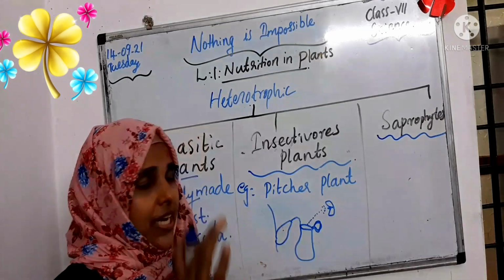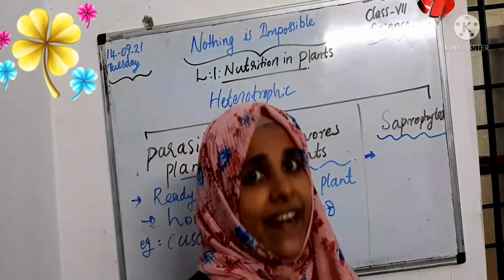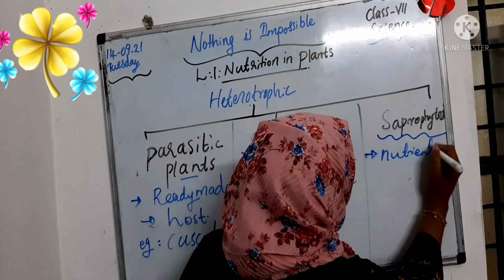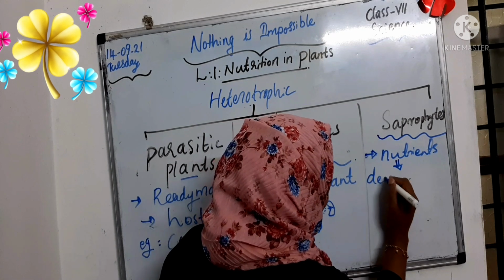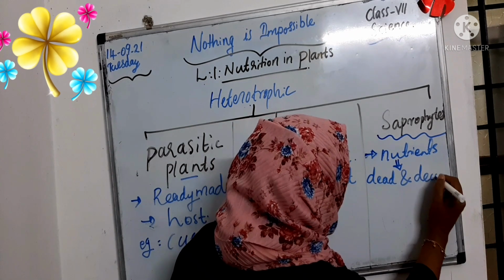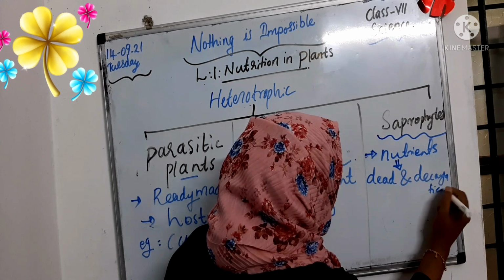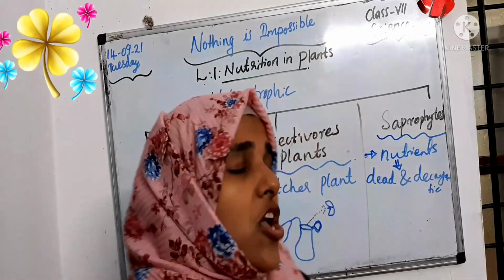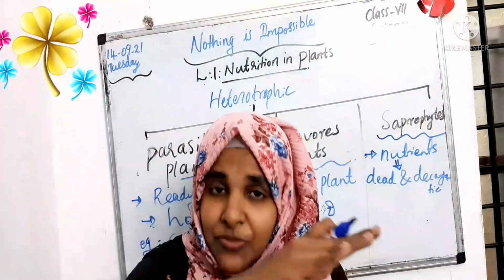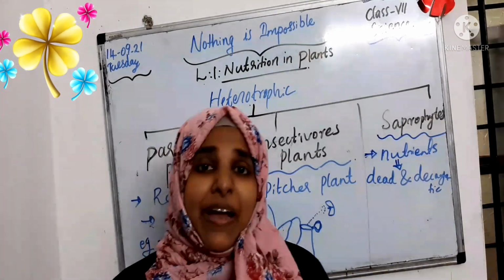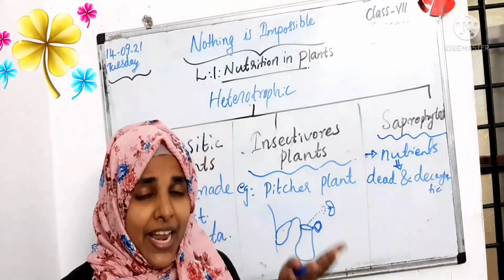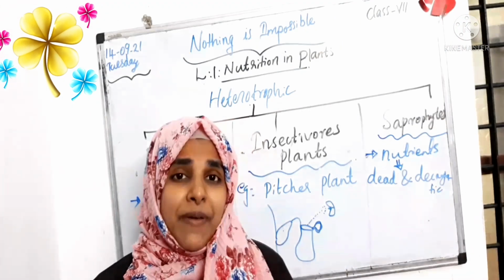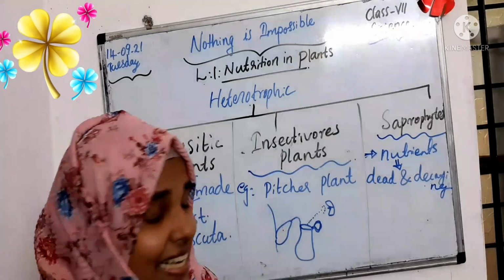Next we have to check saprophytes. The saprophytic mode of nutrition is a type of heterotrophic nutrition in which organisms take nutrient solution from dead and decaying matter. So it is a very important one. This type of nutrition is very important for our environment. Dead and decaying matter may be the excreta of animals, fallen or dry leaves of trees, or food wastes. These are the dead and decaying matters.